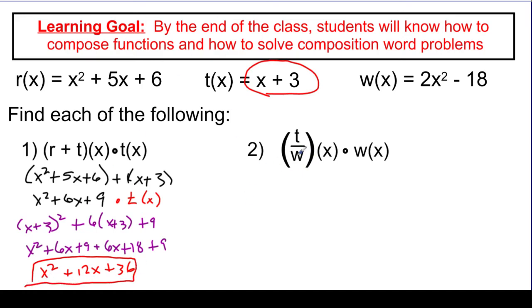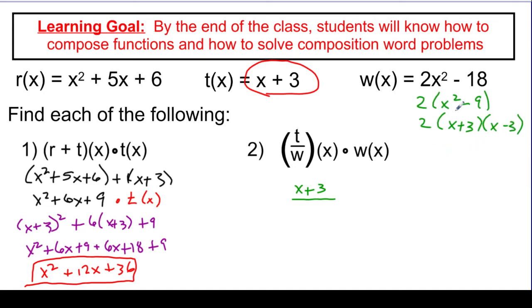The second problem is doing the same thing. I have an operation, division, in the first one. So before I even bother with composing with w of x, I'm going to simplify this. All right, t of x on top, well, that's an x plus 3. Before I even put the w on here, let me factor it. It looks like it factors into 2 times x squared minus 9, and x squared minus 9 factors again into x plus 3 and x minus 3.